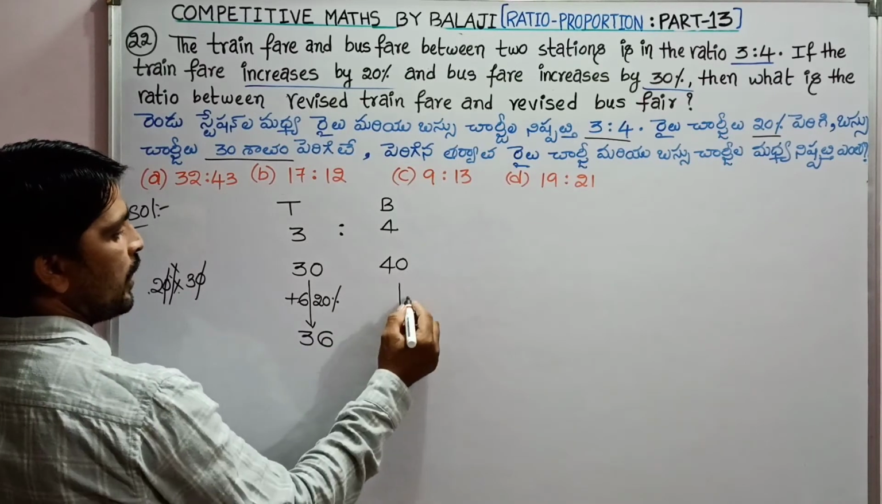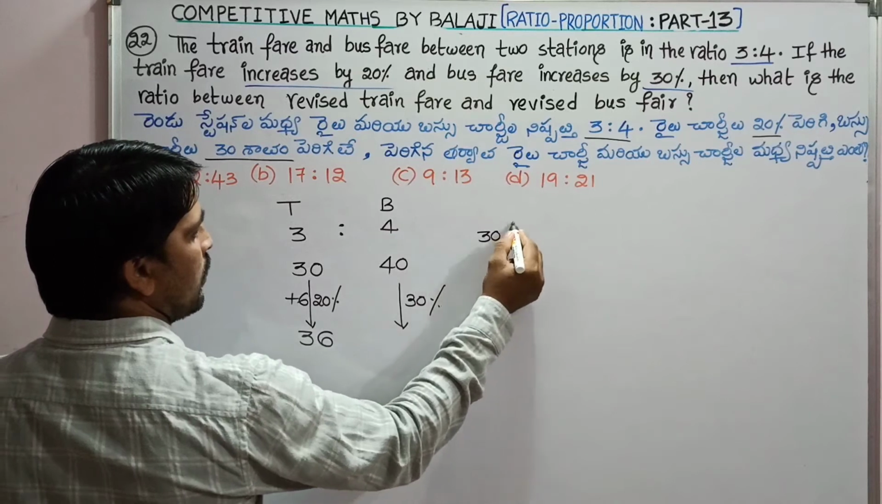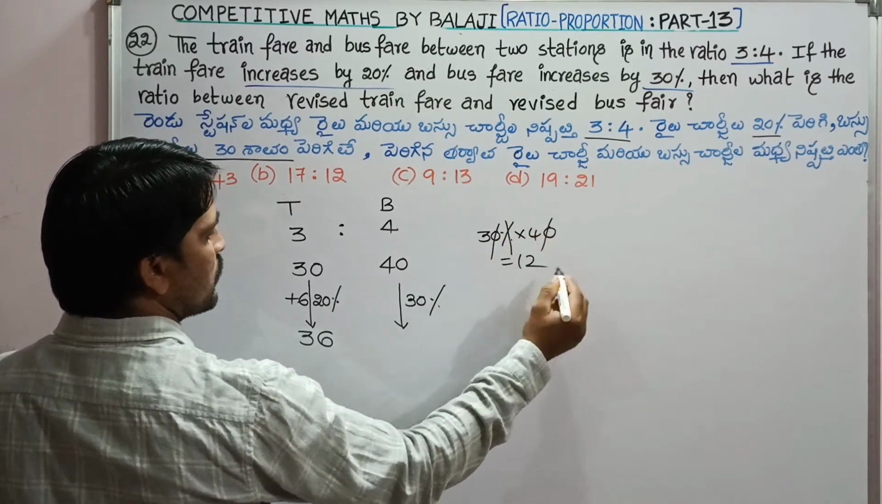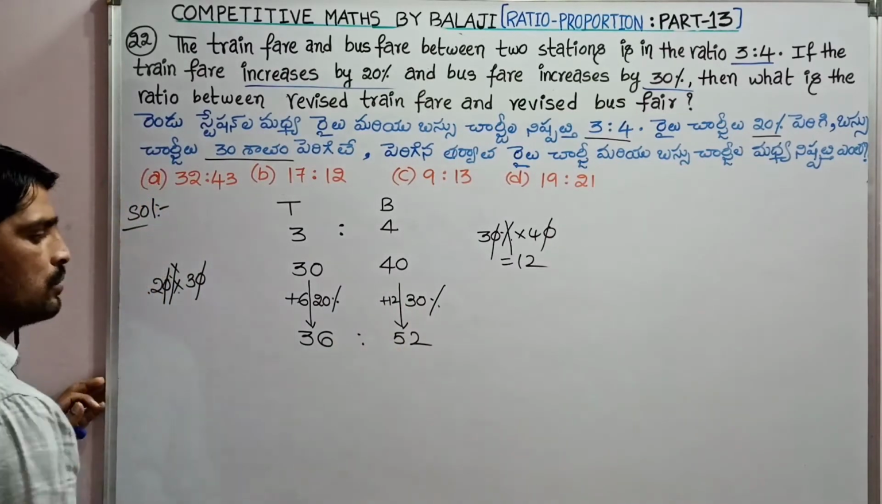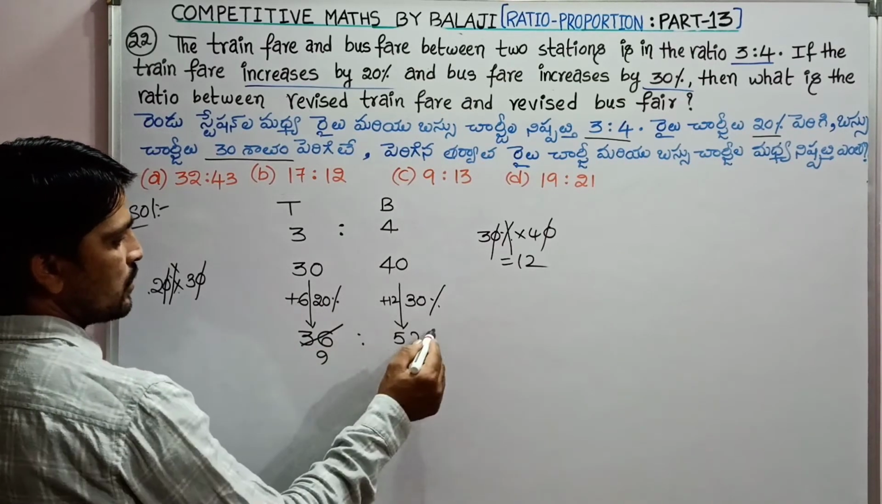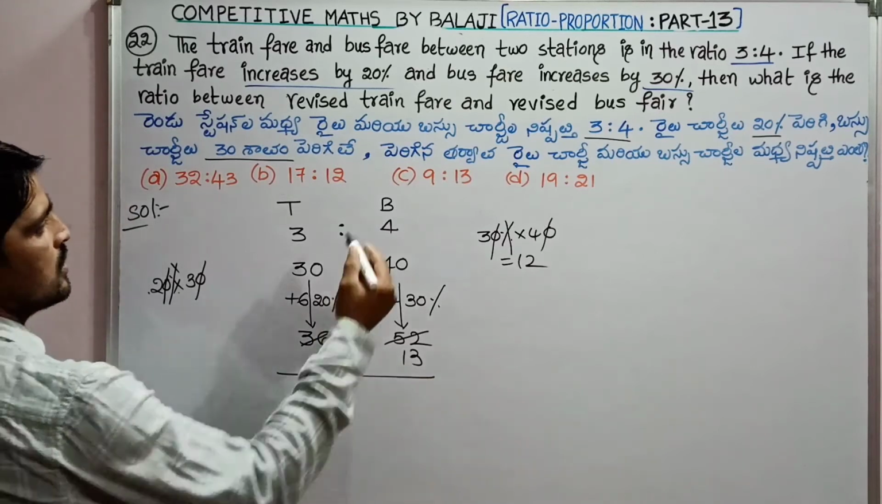And bus fare increases by 30%. What is 30% of 40? Percentage 2 zeros get cut, 3 2s are 12. So it increases by 12, that is 52. The ratio becomes 36:52. See, 4 9s are 36, 4 13s are 52. Ratio becomes 9:13. So answer is C.